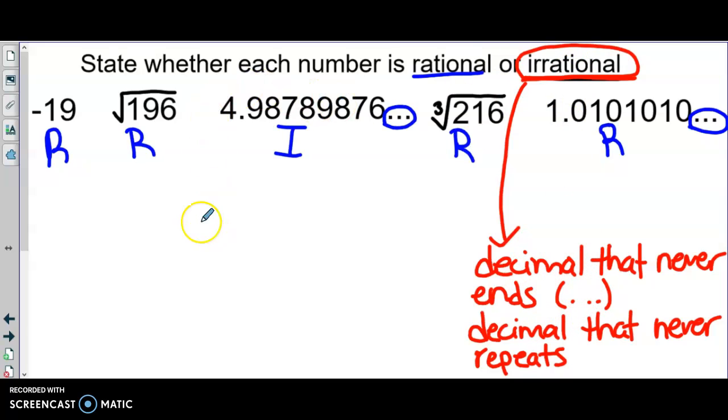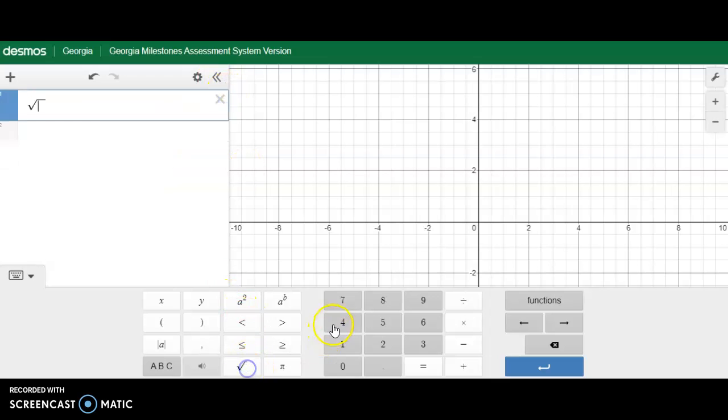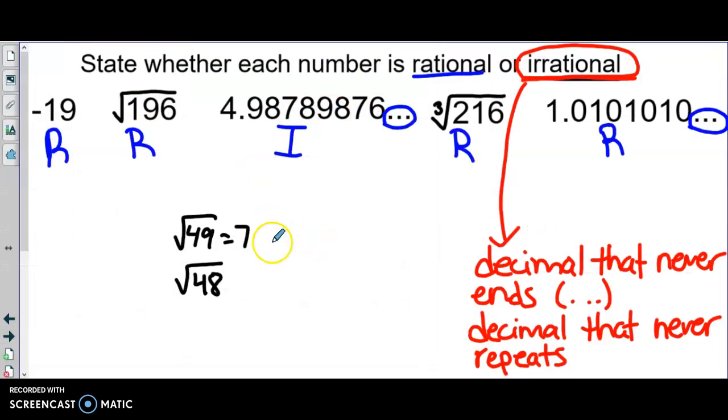Now, I do want to mention one more thing about roots. It is very common that you will have a root that is irrational. Anything that's not a perfect square. So 49 is a perfect square because it has a perfect answer, 7. But if you tried the square root of 48, let's type that in our calculator. Square root of 48 is this, 6.928, blah, blah, blah, blah, blah. It never ends, it never repeats. This one is irrational.